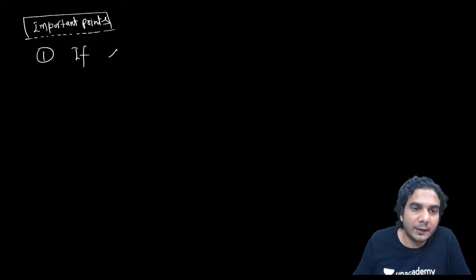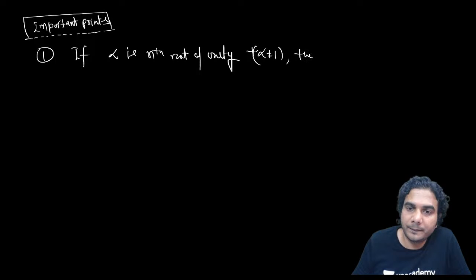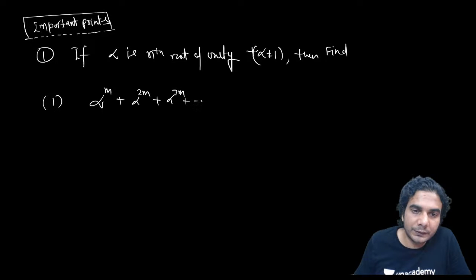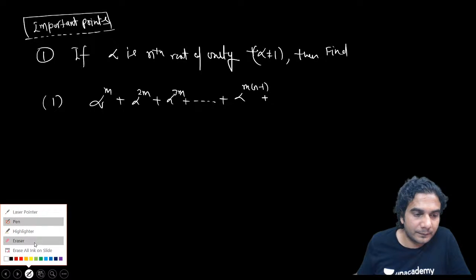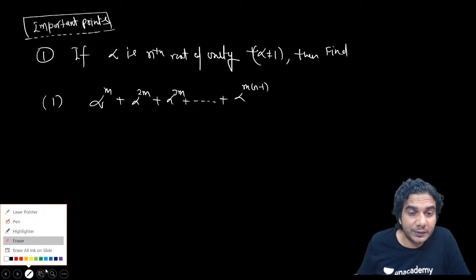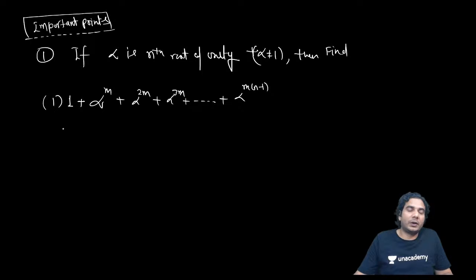So if alpha is nth root of unity, alpha is not equal to 1, then find first: alpha raised to m plus alpha raised to 2m plus alpha raised to 3m and so on up to alpha raised to m times of n minus 1. So basically you have put m power to all the roots. All the roots. Okay, let's add 1 also. 1 was missing. Now you have all the roots, alright?